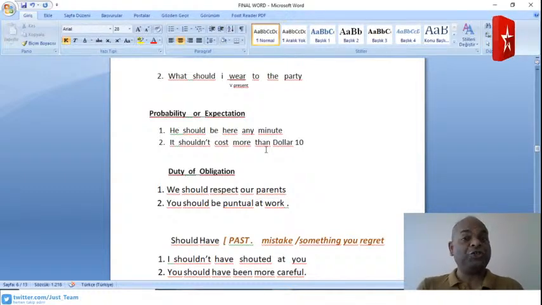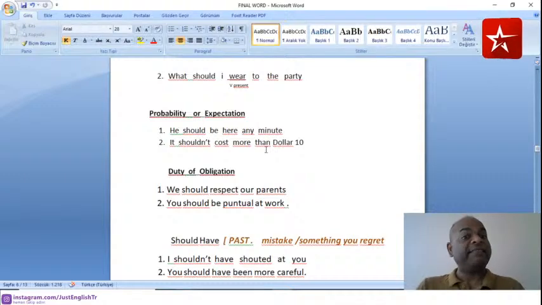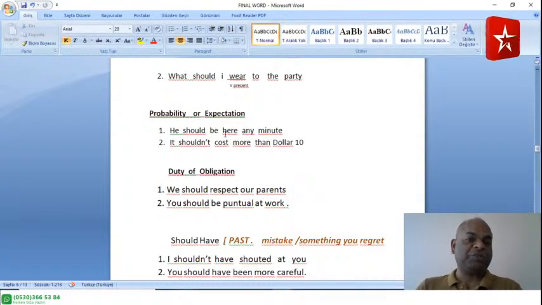Now, when you tell someone he should be here any minute, do you think it is an opinion or is it like an expectation? What is it, guys? What do you think it should be? Probability or expectation? He should be here anytime. And then it says here, it shouldn't cost more than $10.